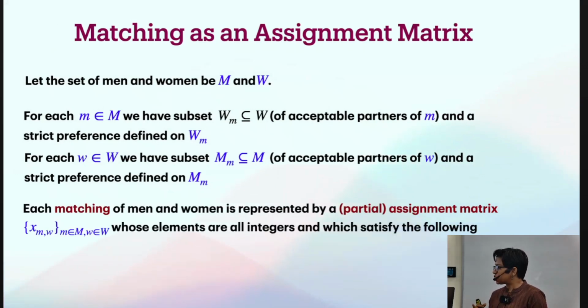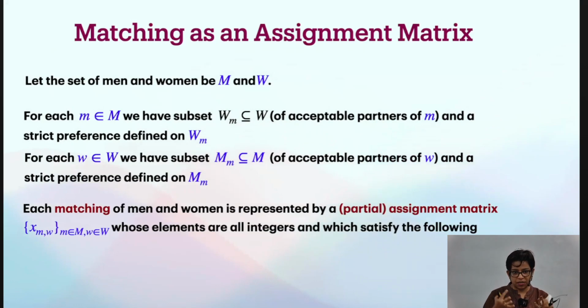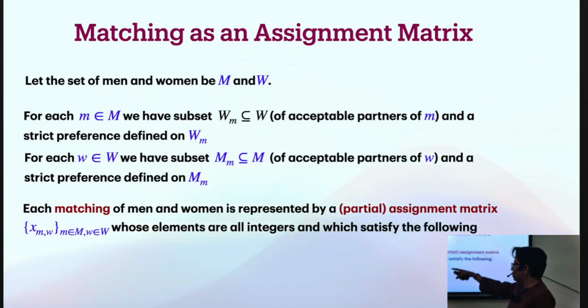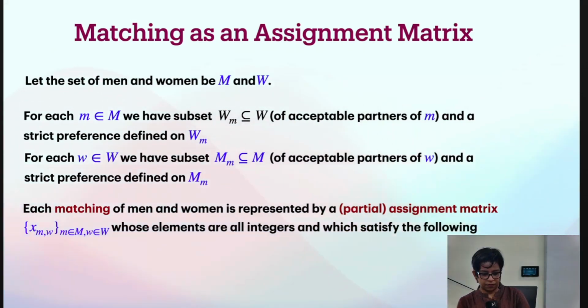Now, each matching of men and women is represented as a matrix, where the matrix is a two-dimensional array, and you index the rows with i and the columns with j. Here I have used men and women instead of i and j, so a matrix where x_mw tells me the amount that man m has been matched to woman w.